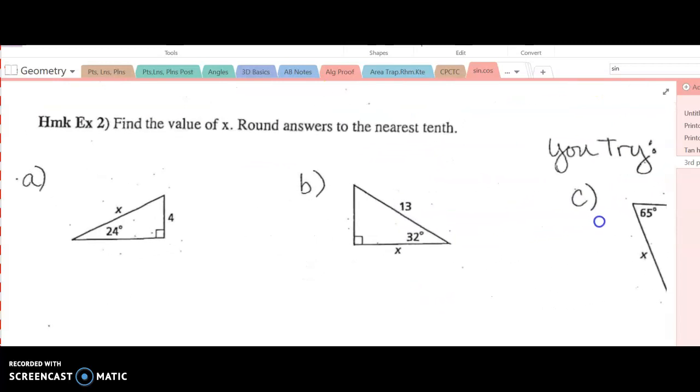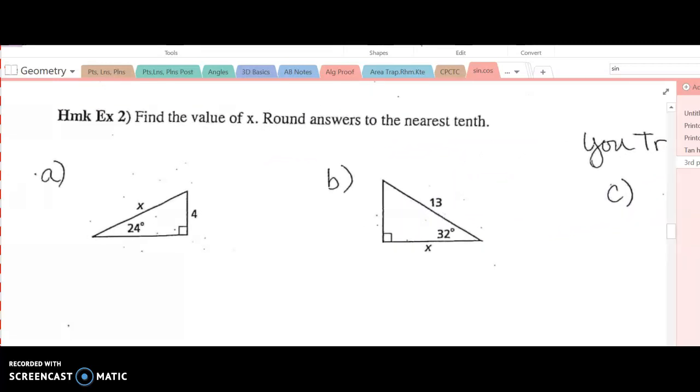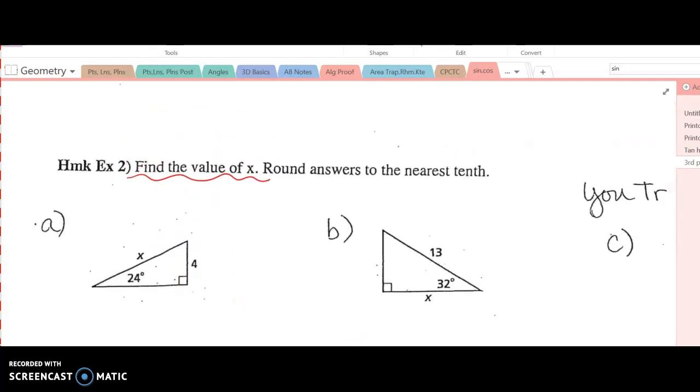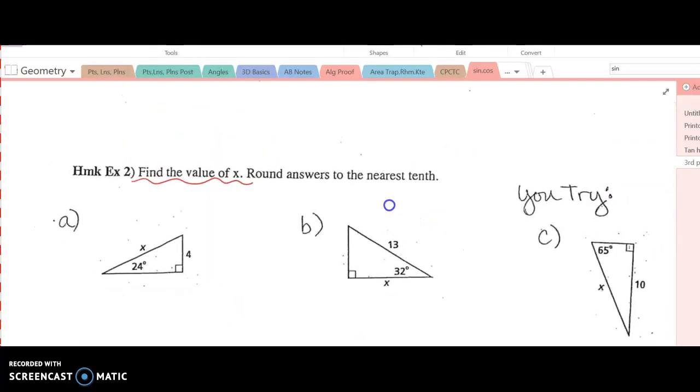All right, let's look at example 2. So here we're ready to start solving. It says find the value of x. So this time what's a little bit more tricky is we don't know whether we're using sine, cosine, or tangent. I'm going to write those three up here real quick, or you can look up above the marker board. They're there as well, so that we can reference them and keep them straight in our head.